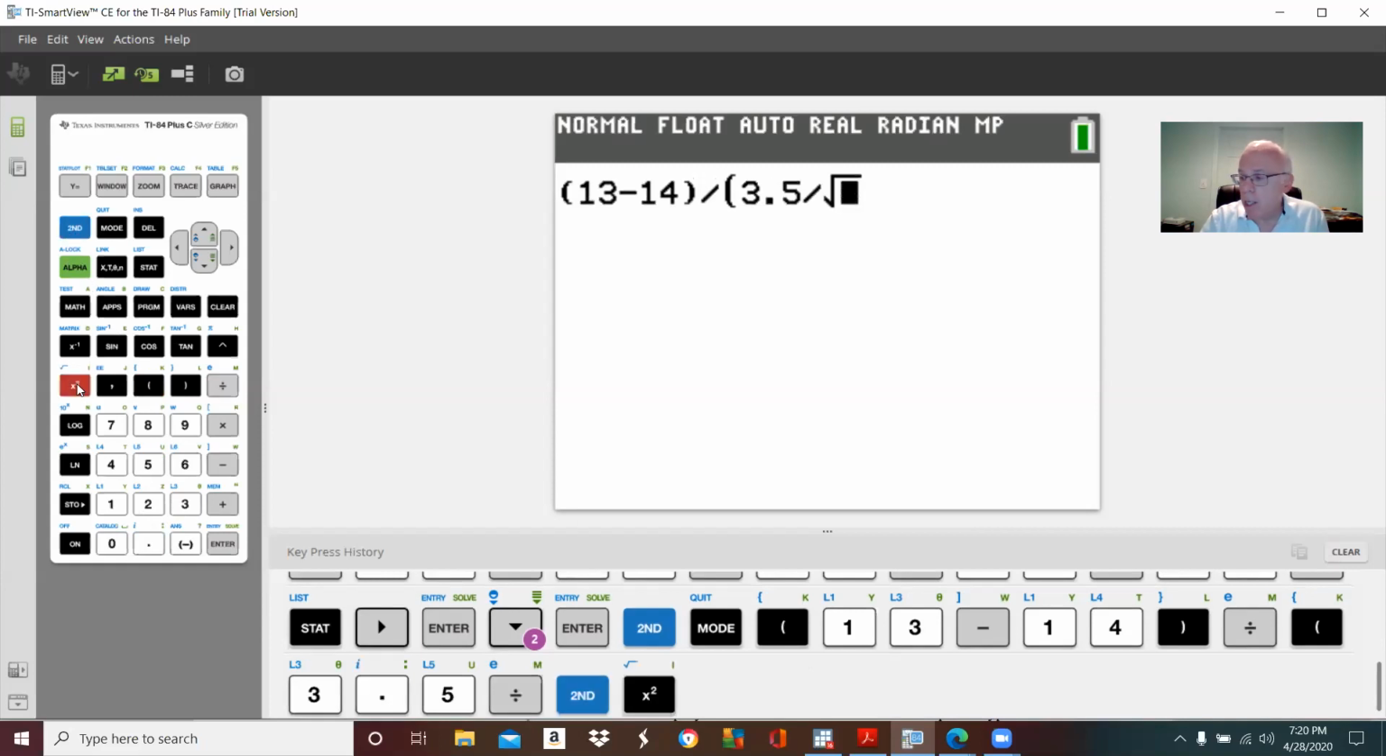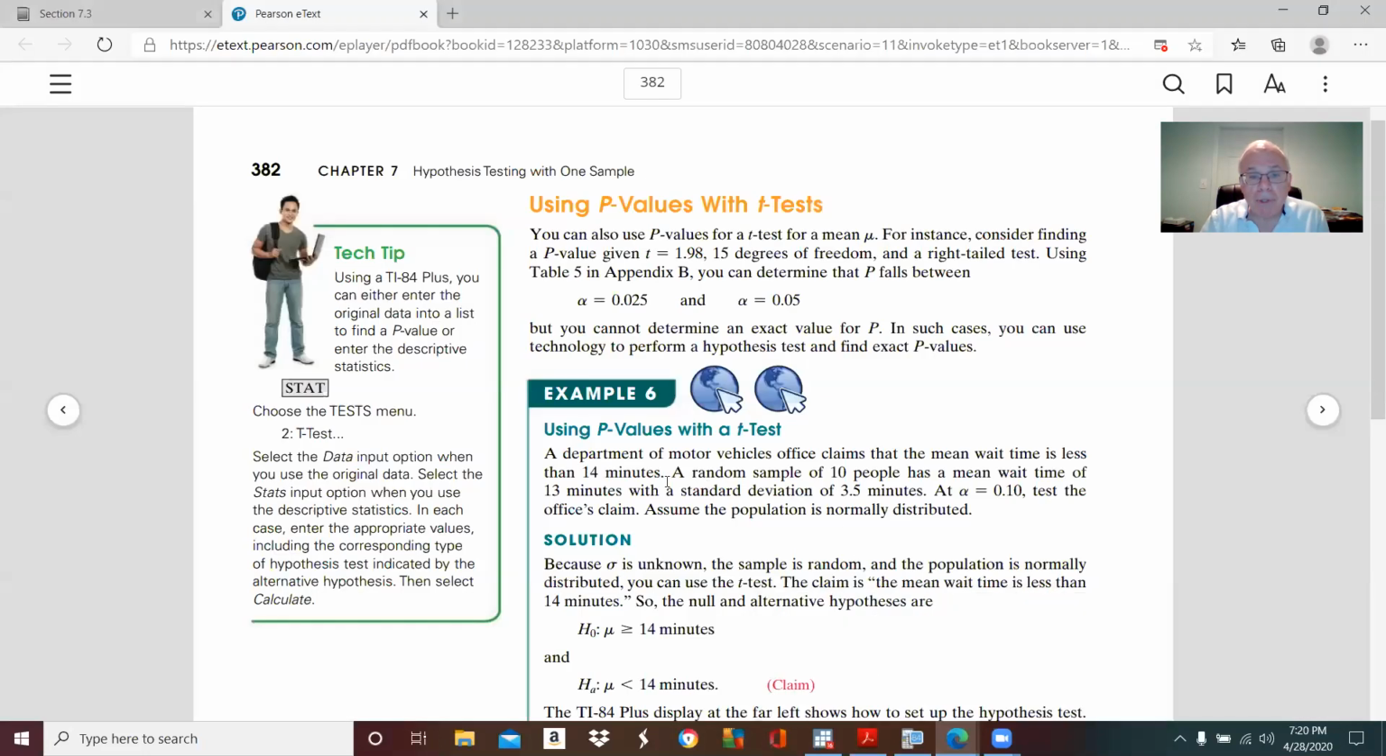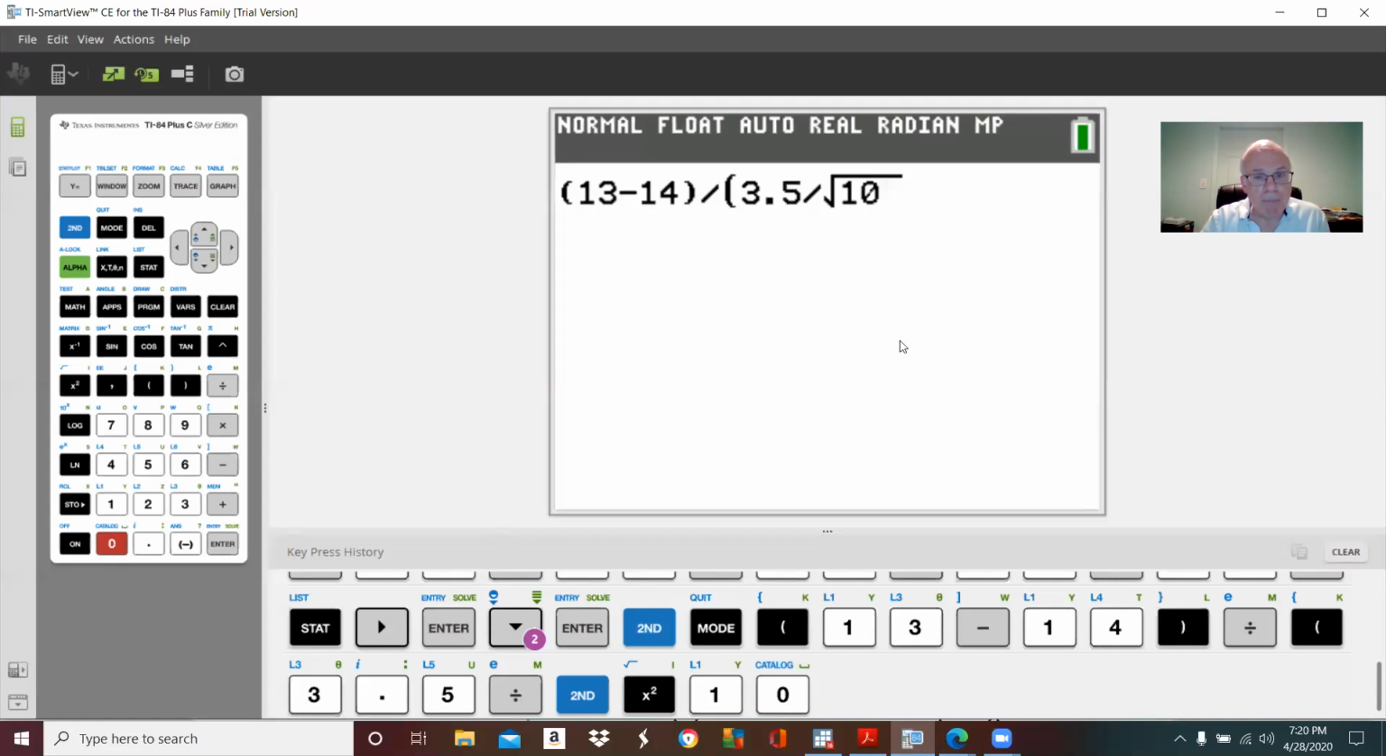Follow these steps. And what is the sample size again? So you need to go back to the problem. The sample size is 10, right? Let's go back to our calculator. We're going to put the square root of 10 here as part of the standard error formula, 3.5 divided by the square root of 10. Now, notice that it's blinking inside the square root.